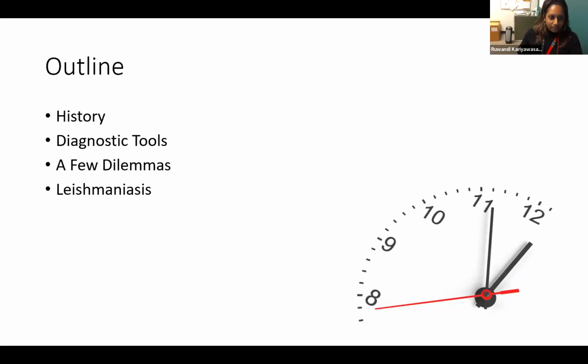So quick outline, as I mentioned, we'll go over the history of parasites, parasitology, the diagnostic tools that we currently do have available, dilemmas with some of these diagnostic tools, focusing on leishmaniasis as an example, and what the future does hold for diagnosing these infections in a clinical microbiology laboratory.